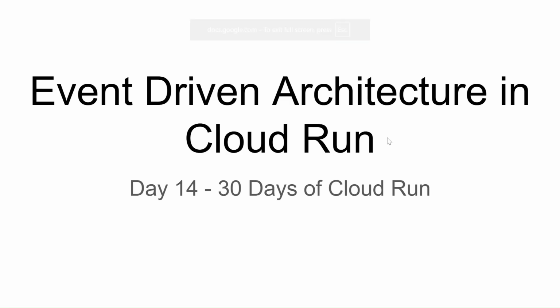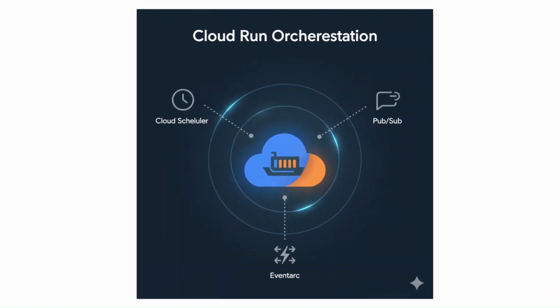So today we are going to do a bit of a deep dive into event-driven architectures in Cloud Run. This is a bit related to what we did yesterday on Cloud Run jobs. What we are going to look at is how we can run our Cloud Run services based on events. These events can be from Cloud Scheduler, these events can be from PubSub, and also Eventarc.